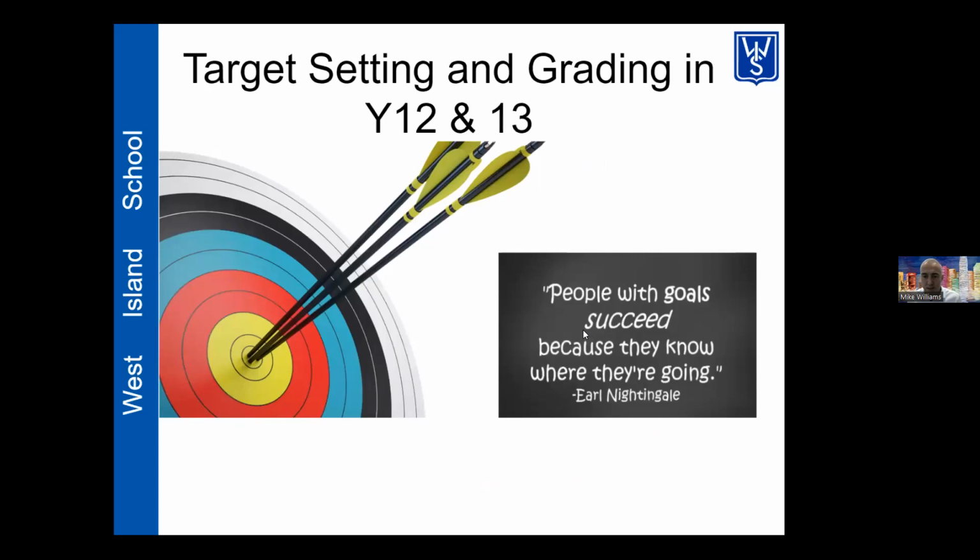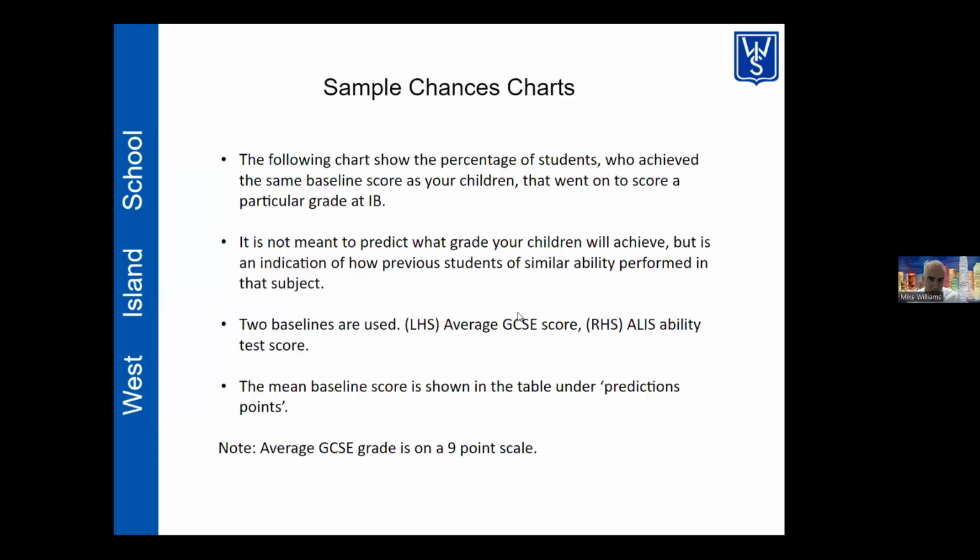So what do we use the ability score for? Well, we use it to produce these, if you like, predicted grades or baseline predictors. It's not a great word for it, predicted grades, because it's not predicting anything about, I won't say your children, I'll say your performance, and I'm talking to the students, not to the parents. So what they're saying is what happened to all the students who have done these baseline tests and had the same ability score as you.